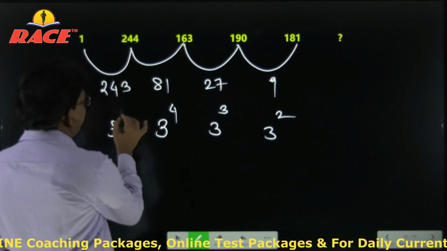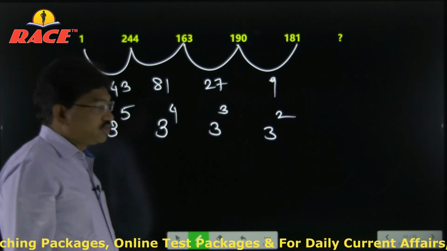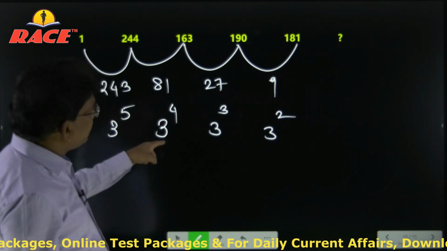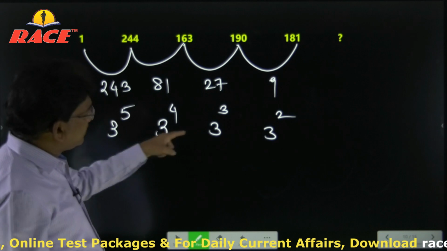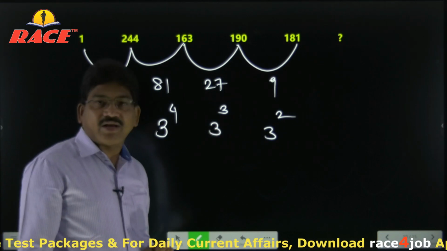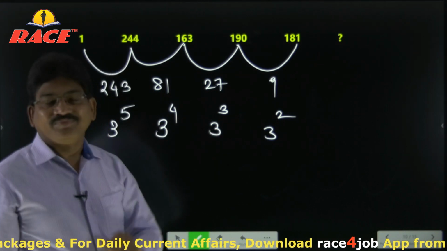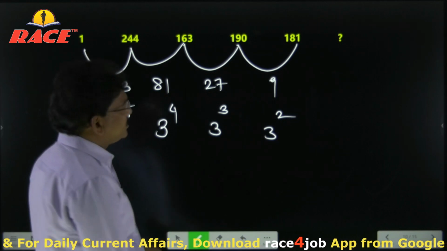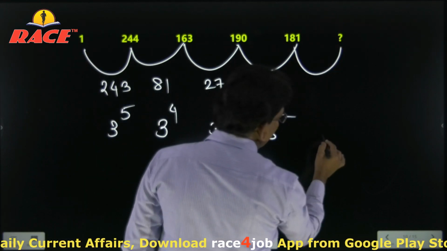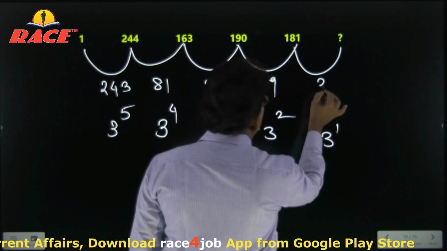243 is 3 to the power 5. 3 to the power 5, 243. 3 to the power 4, 81. 3 cube, 27. 3 square, 9. Now it is in the order. These numbers are in the order. If it is this one, what should be the next one? Next one should be 3 to the power 1. That is nothing but 3.